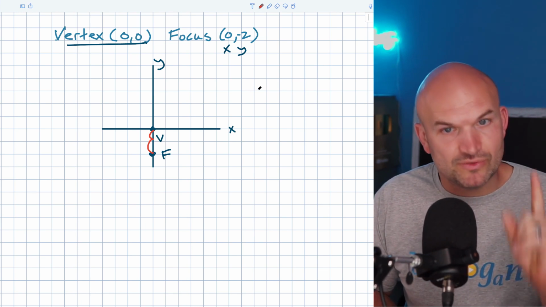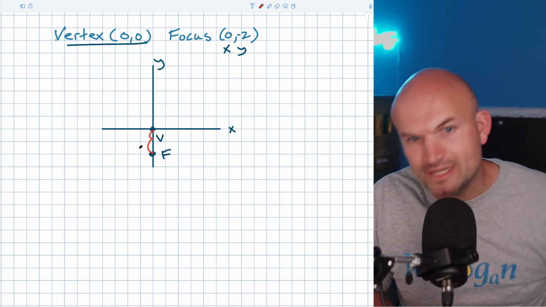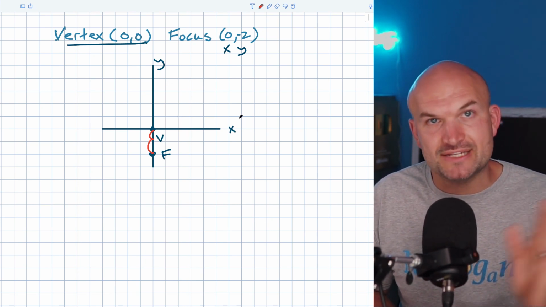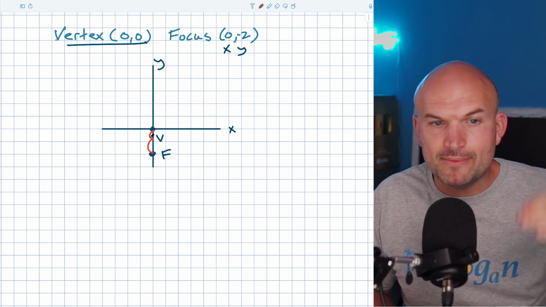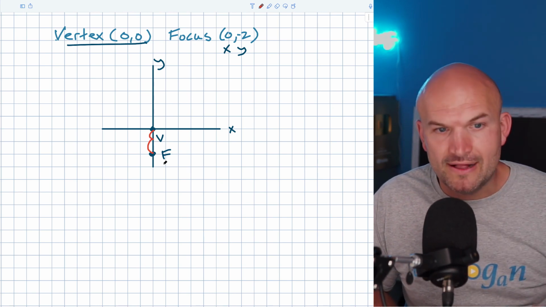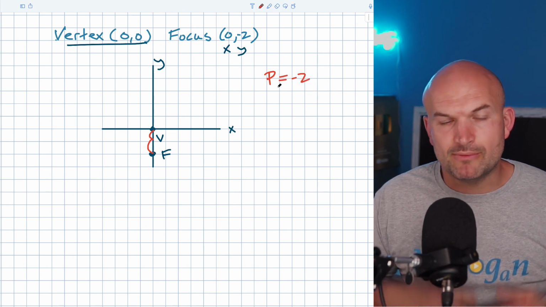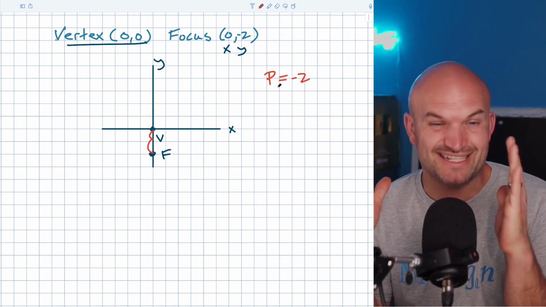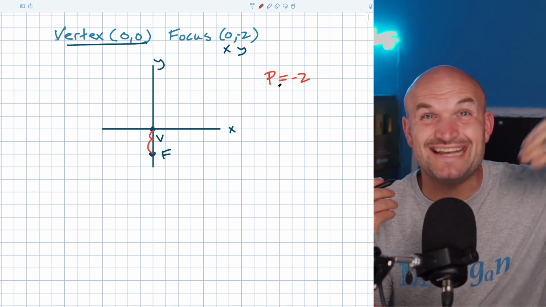However, it's really important for us to understand this. We're going down, right? Now, this is a coordinate grid, so X is positive to the right, negative to the left. Y is positive up and negative down. So if I'm going 2 units down, therefore I'm going to say that my P is equal to -2. Okay, so my focal length, even though the distance here is 2, we can see that we're going in a negative direction.